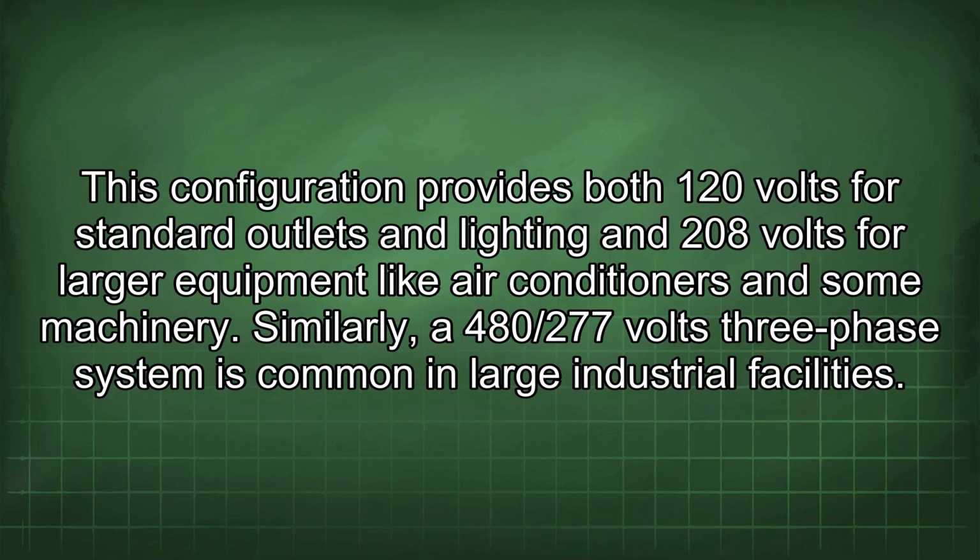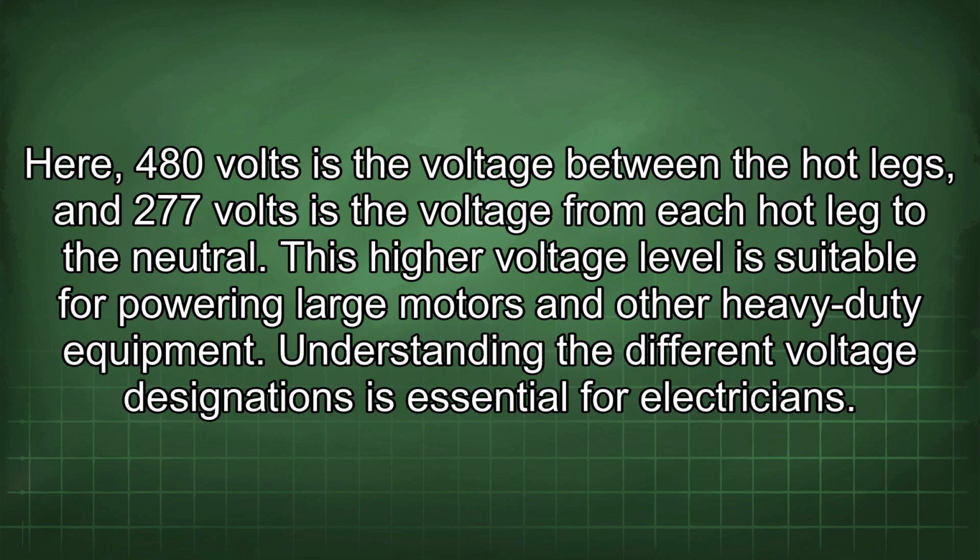Similarly, a 480/277 volt three-phase system is common in large industrial facilities. Here, 480 volts is the voltage between the hot legs, and 277 volts is the voltage from each hot leg to the neutral. This higher voltage level is suitable for powering large motors and other heavy-duty equipment.